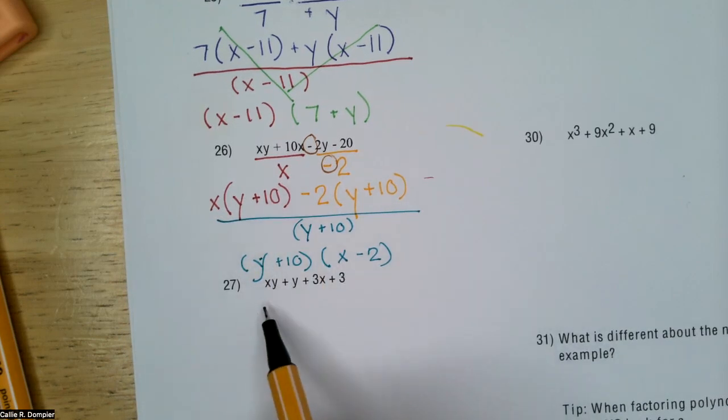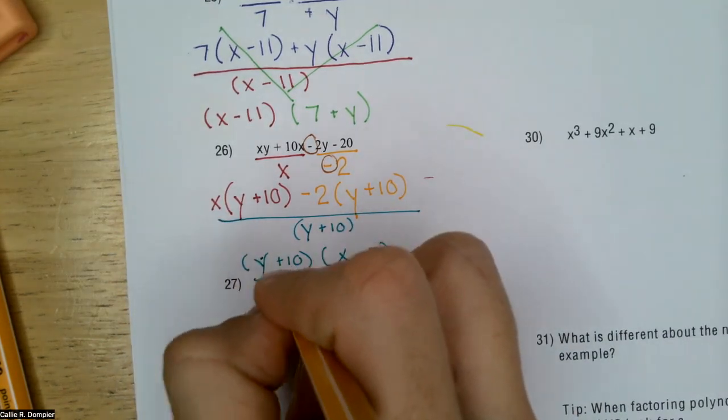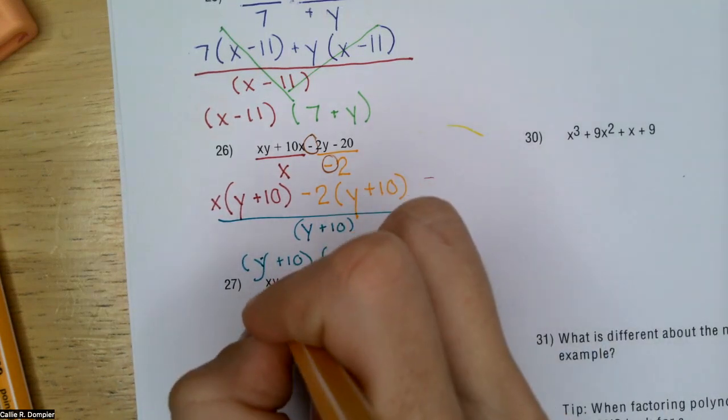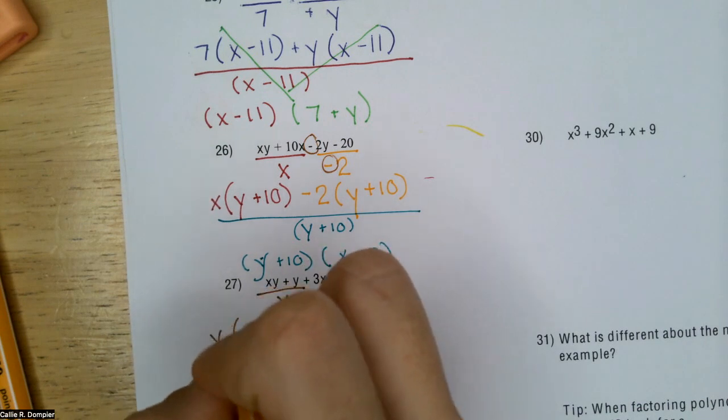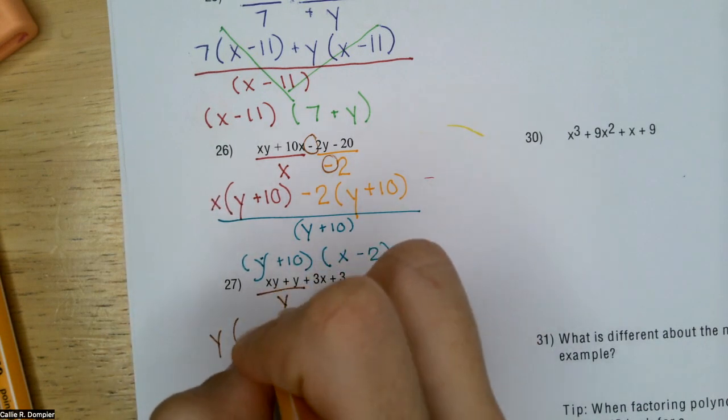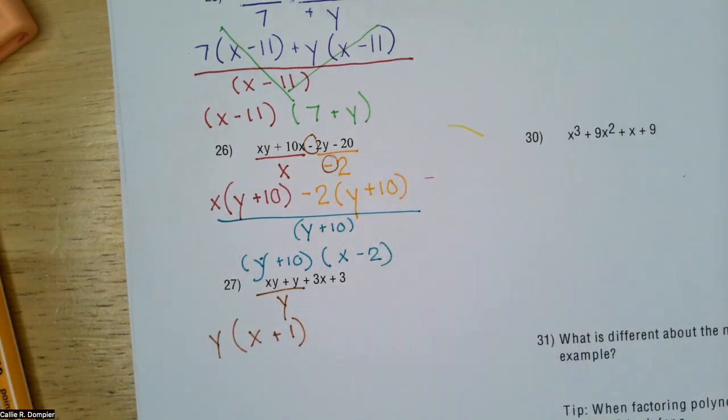Okay? xy plus y plus 3x plus 3. Any common factors? There are not. My first 2 terms are xy plus y. I'm going to factor out a y. xy divided by positive y is x. y divided by y, it's not 0, it's 1.